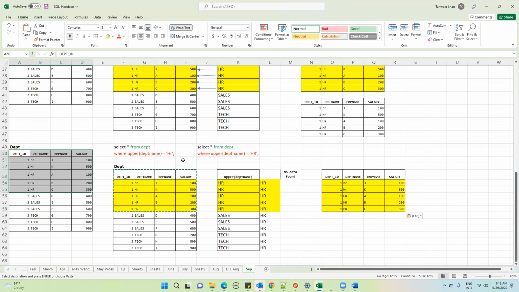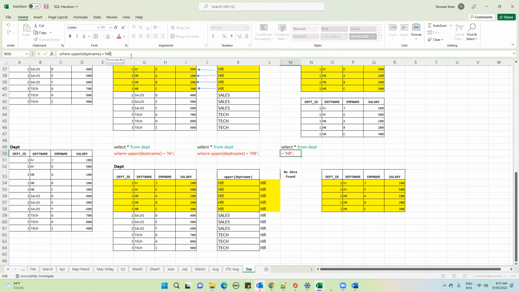Yeah, it's clear. Okay. Any other question, anyone? No? Okay. If you don't have a question, Tanvir, the question which I asked, department name equal to upper of HR, that will also fail because of this only. Now I think I will explain that. I will come to that. But hope you have understood it.